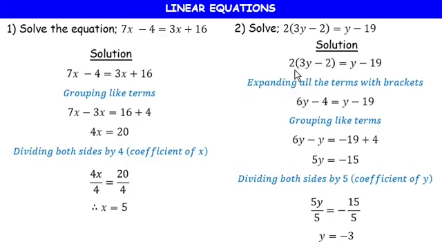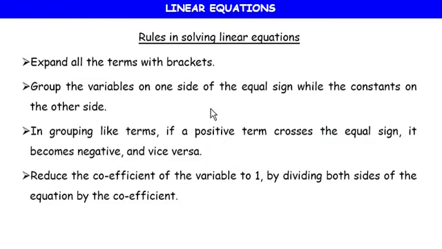So when you expand this bracket, you are going to have 2 times 3y, which is 6y, and then 2 times negative 2, which is negative 4. So when you expand this bracket, you are going to arrive at 6y minus 4 is equal to y minus 19. Right? So that is the first thing you have to do. Whenever you come across a bracket, you expand it first.